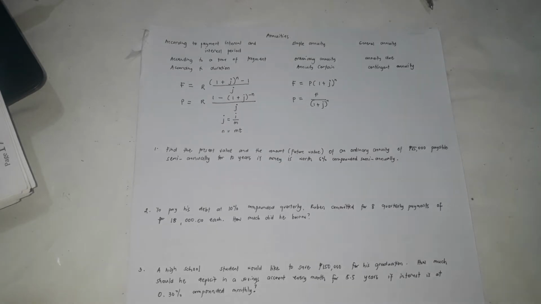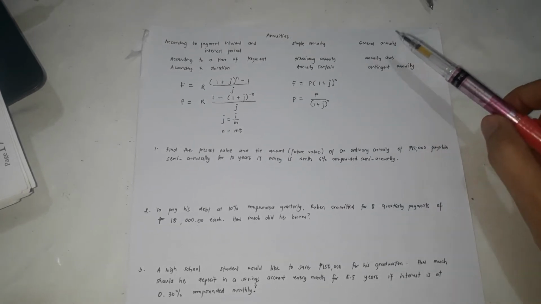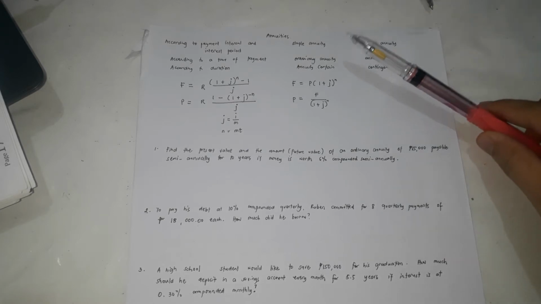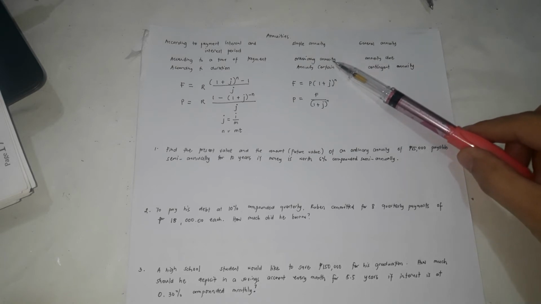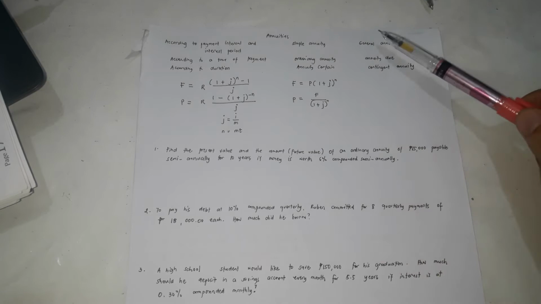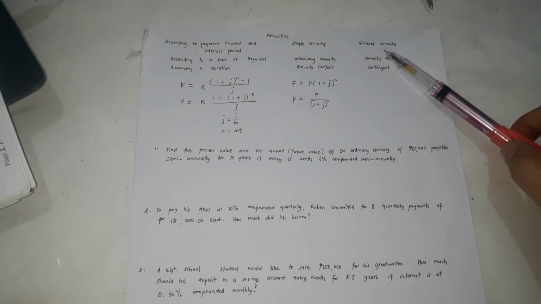It's important to know these kinds of annuities because they need different kinds of solutions, even though some of them need the same formula. However, some of them really need different solutions before you're going to use the formula. So for us, we're going to have this ordinary, and usually they are in ordinary annuity, and we're going to have first here simple annuity, and later we're going to have the general annuity.